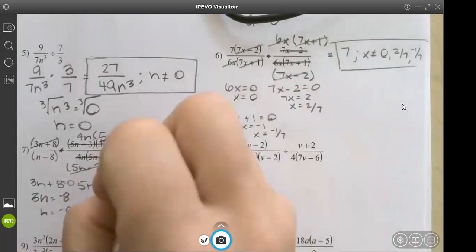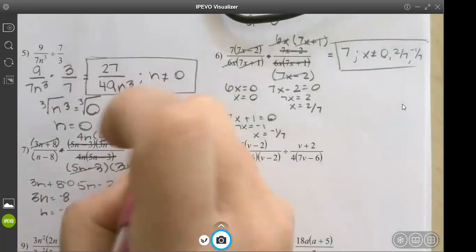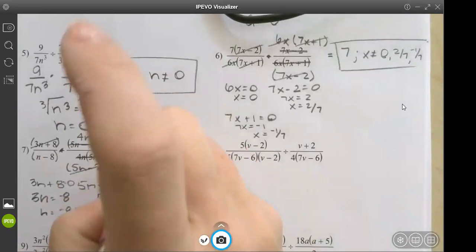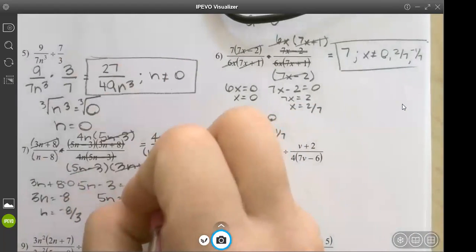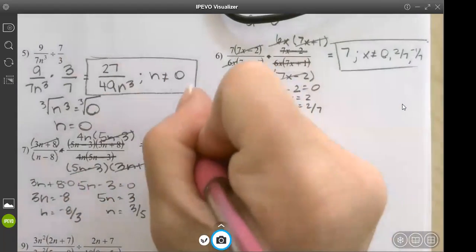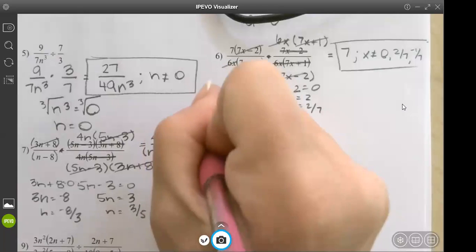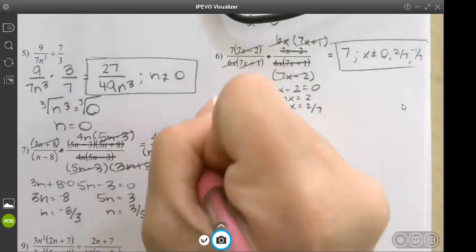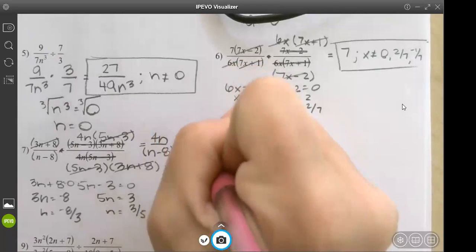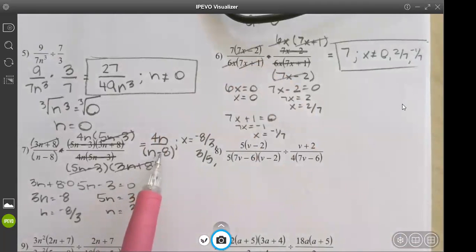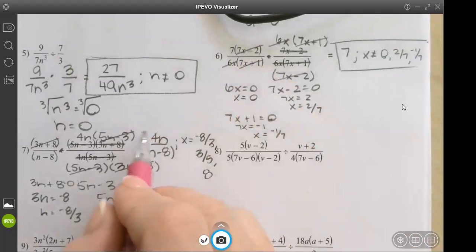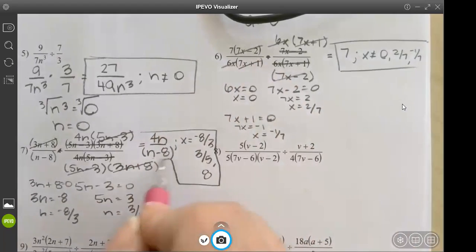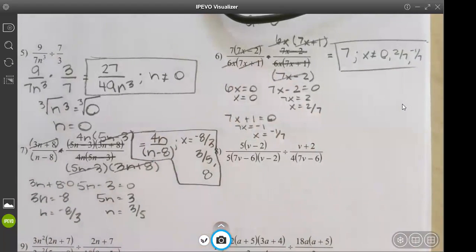So my final answer on top, I have 4n. On the bottom, I have n minus 8. I have points of discontinuity at negative 8/3, 3/5, and then if I have n minus 8 left on the bottom, I'm going to have a positive 8. So make sure you have all of those.